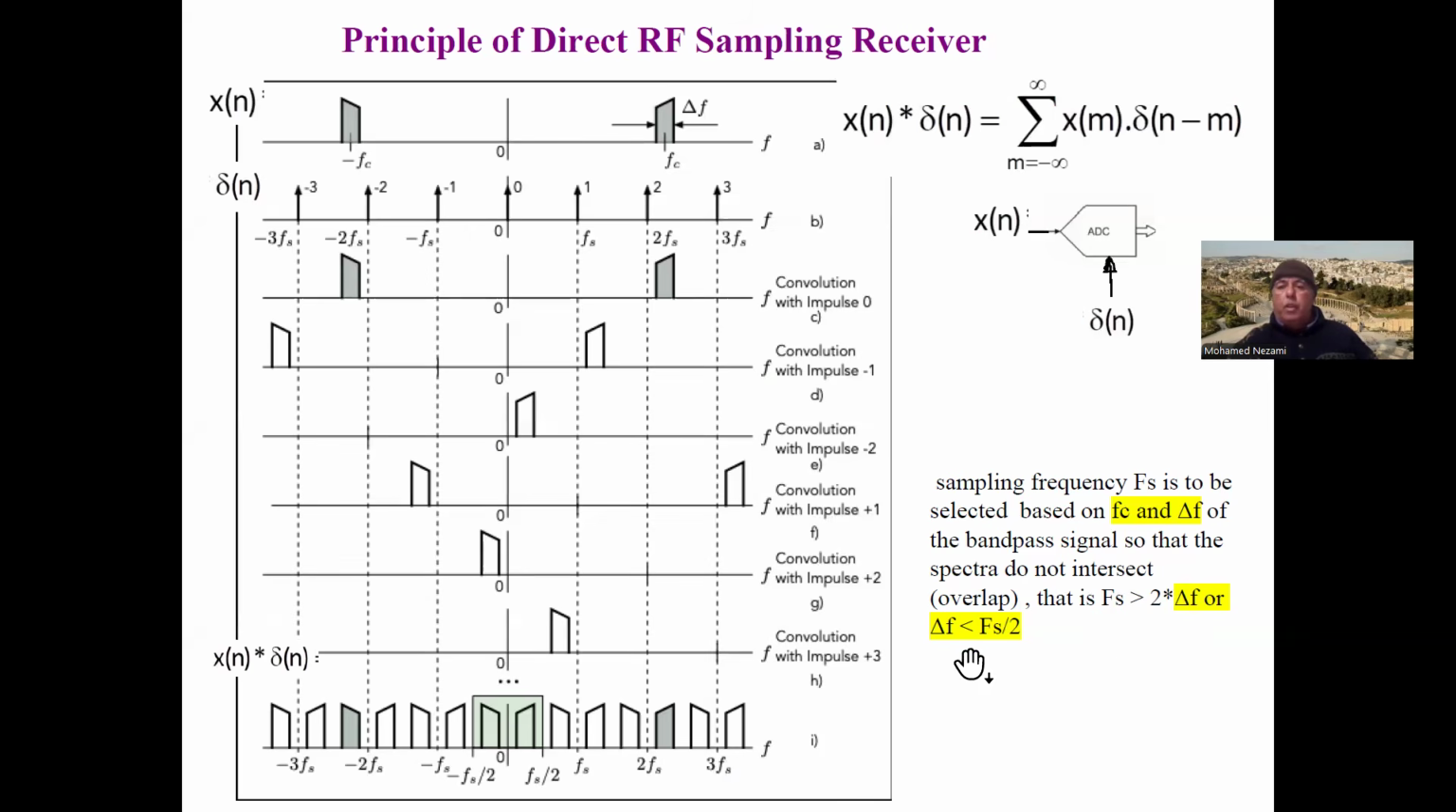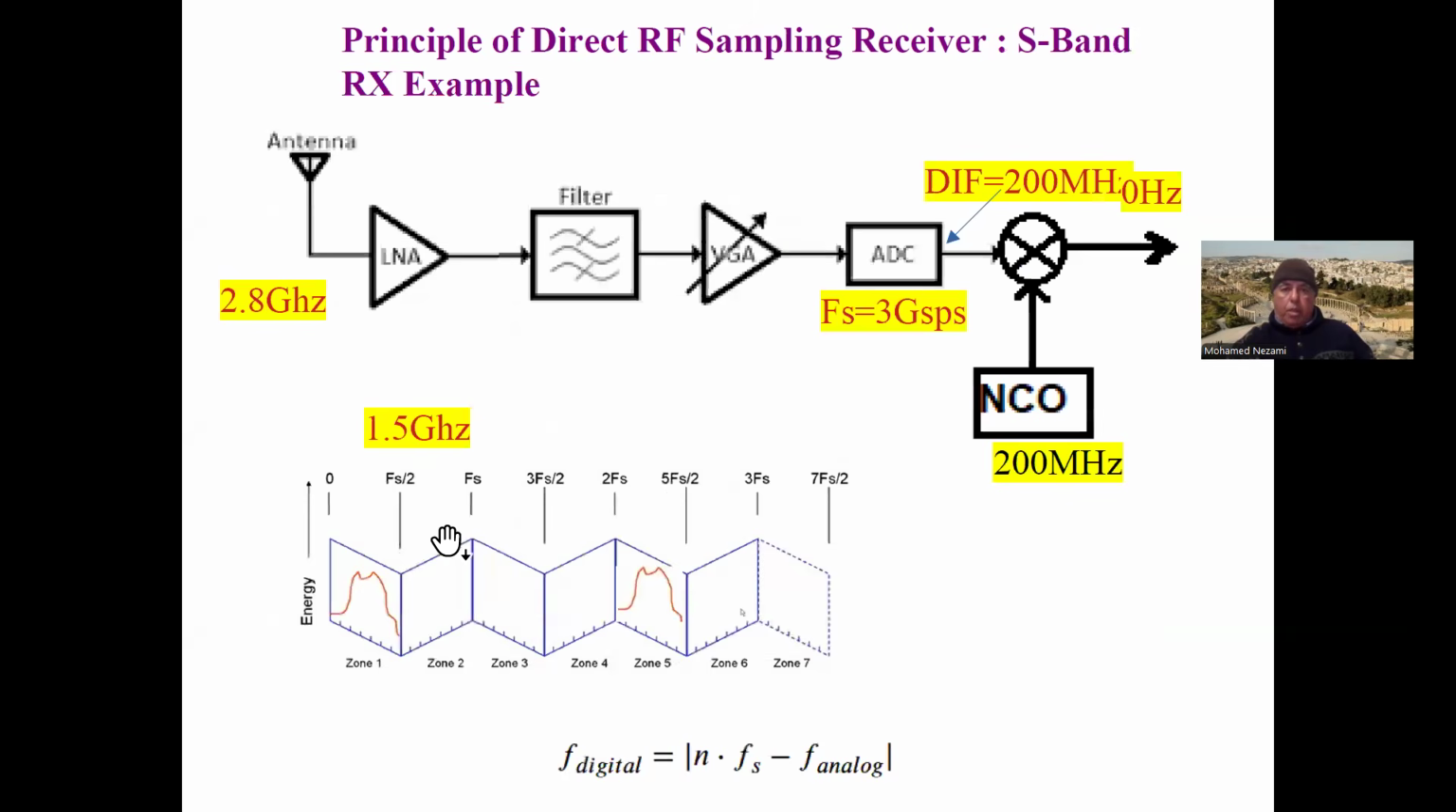Or if you solve for delta F, that means the bandwidth has to be less than Fs over 2, and you can see it right here. So this is Fs over 2. I want the bandwidth of this sideband in here to be less than that, because otherwise it will spill over onto the next Nyquist zone and will alias, and we don't want that to happen.